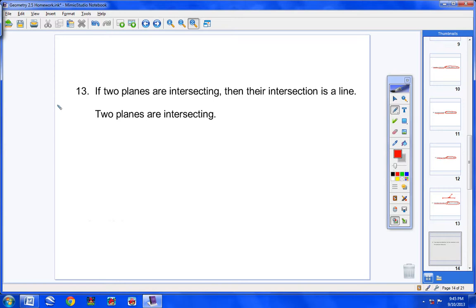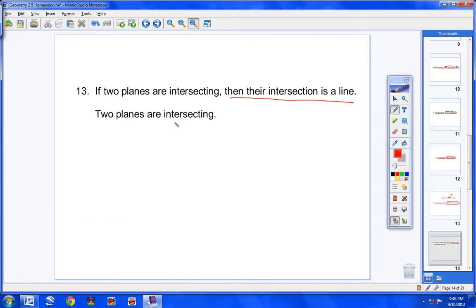Now, the directions, let me turn over a page here. The directions for numbers 13, 14, and 15 read as follows. They want to know what you conclude from the given true statements. What conclusion can you come to? Well, let's see. Here's 13 right in front of you. If 2 planes intersect, then their intersection is a line. Then after you read this line, you read 2 planes are intersecting. Go back here. If 2 planes are intersecting, then what? Their intersection is a line, and then we're told 2 planes are intersecting.